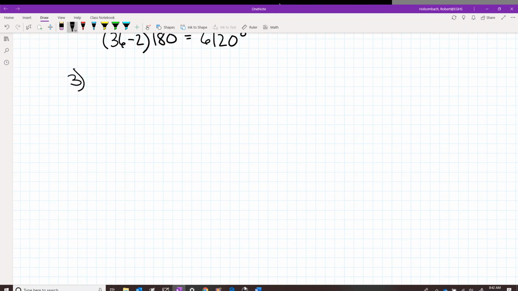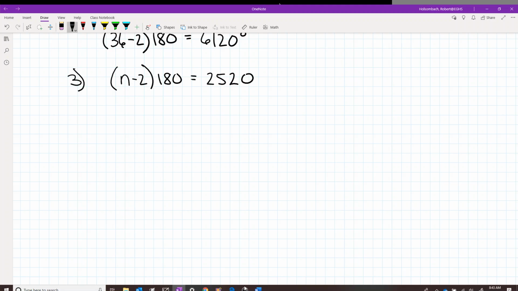In number 3, you're told that the sum of the angle measures of a polygon with S sides is 2520. Find S. Alright, so they're using the letter S in replacement of the letter N. You can continue to use the letter N. What they're telling you here is that N minus 2 times 180, in this case, is equal to 2520. They're telling you what the sum of the angles is, and they're asking you to solve for n.